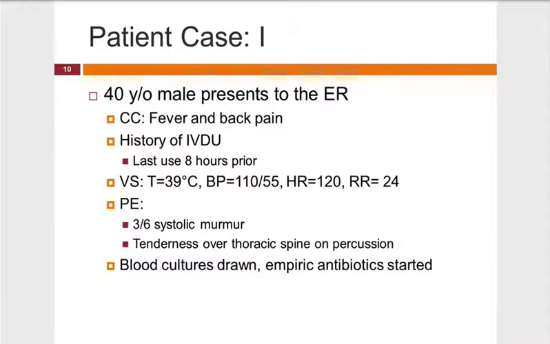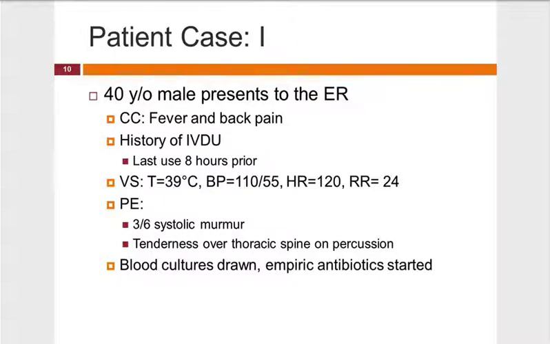So you have a 40-year-old male who presents to the emergency room, basically complaining of back pain and fever. He does have a history of intravenous drug use. It's not really a history since it only happened 8 hours ago, so he's actively an intravenous drug user. His vitals: he's febrile at 39 degrees Celsius, and his blood pressure is 110/55.